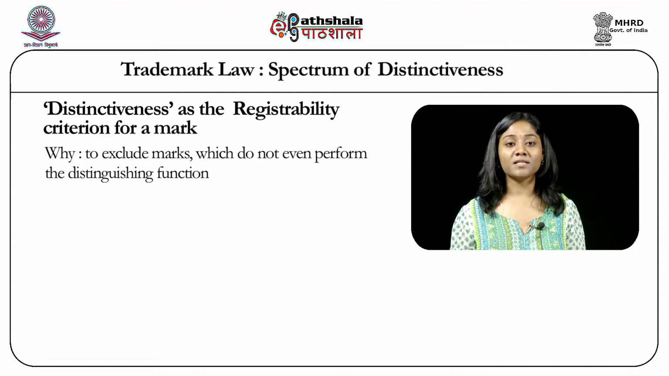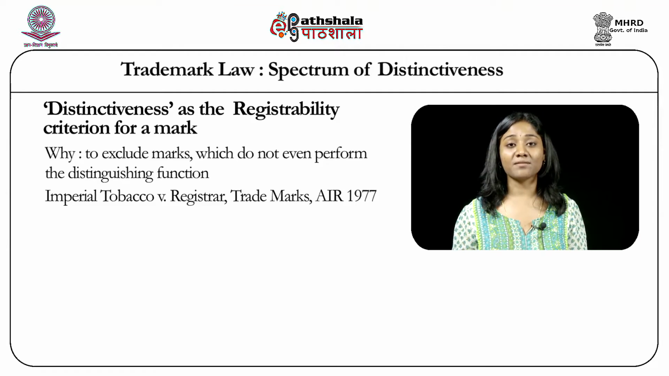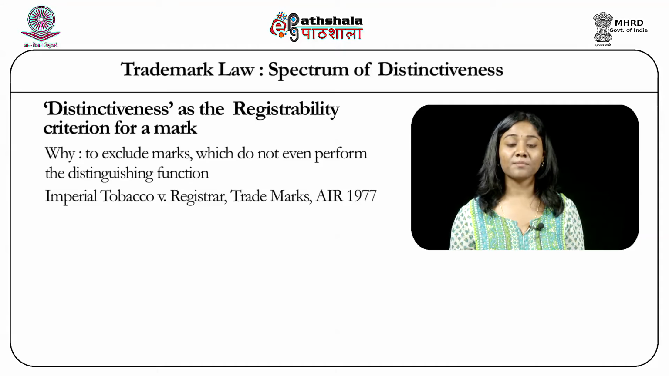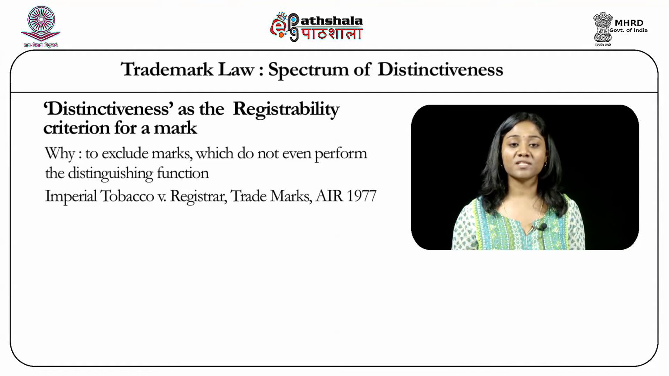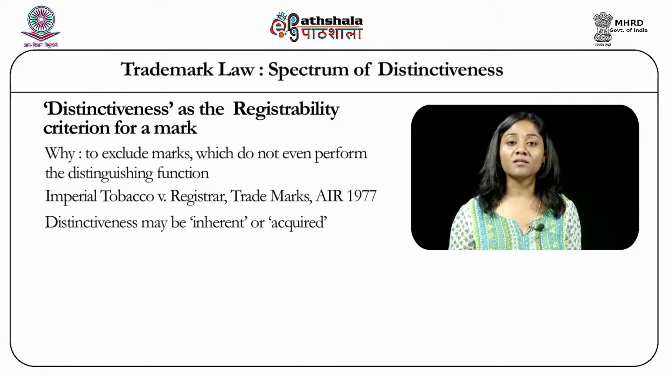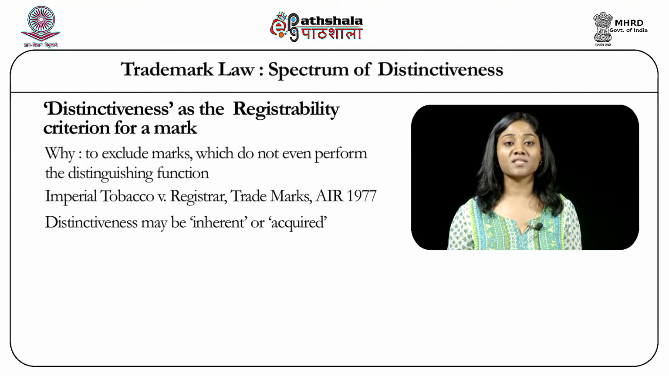The courts have held in the matter of Imperial Tobacco versus Registrar in the year 1977, and this is a Calcutta High Court judgment still reiterated several times, to define distinctiveness as some quality in the trademark which earmarks the goods so marked as distinct from other products or such goods. So the idea is distinctiveness may either be inherent or even acquired. And the notion of distinctiveness is essentially to segregate between two competitors' goods and services.